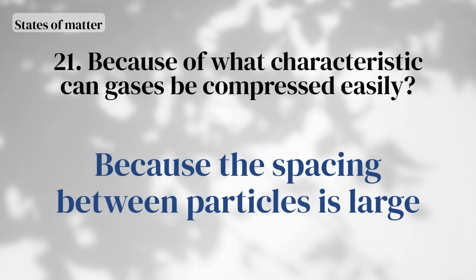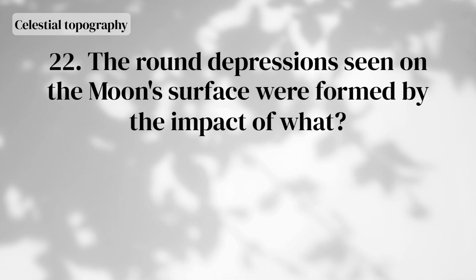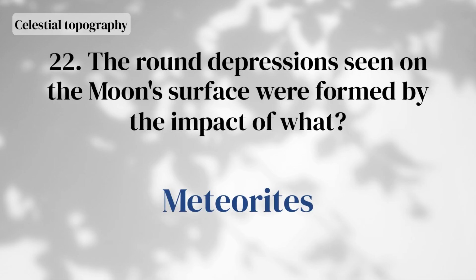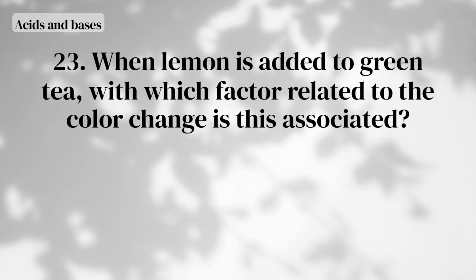Because the spacing between particles is large. The round depressions seen on the Moon's surface were formed by the impact of what? Meteorites. When lemon is added to green tea, with which factor related to the color change is this associated?